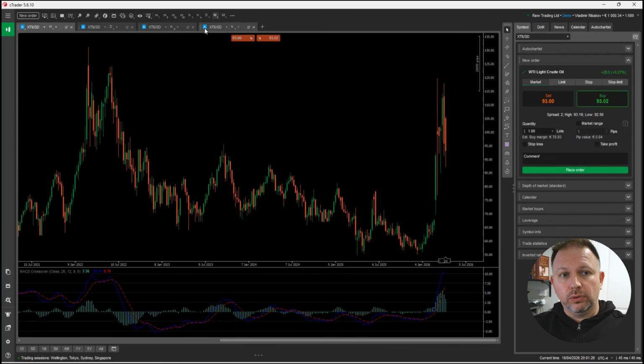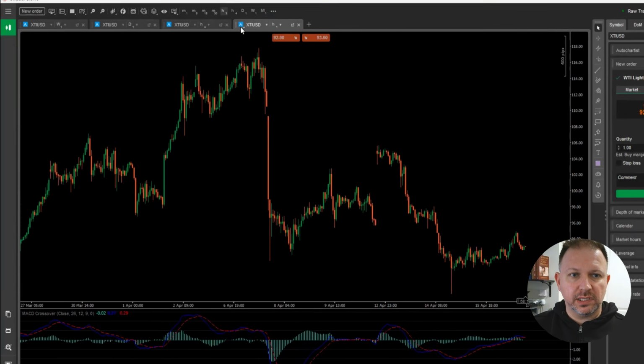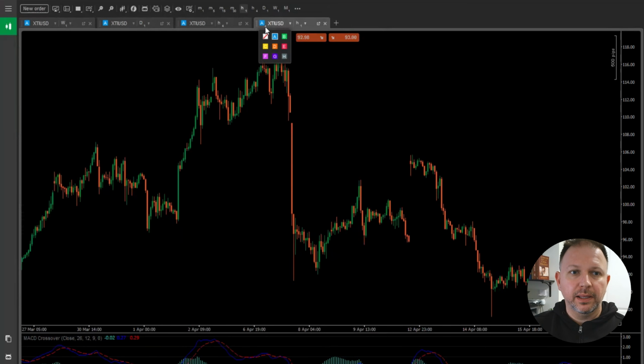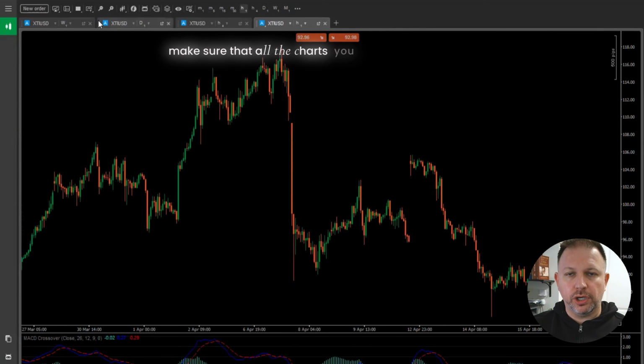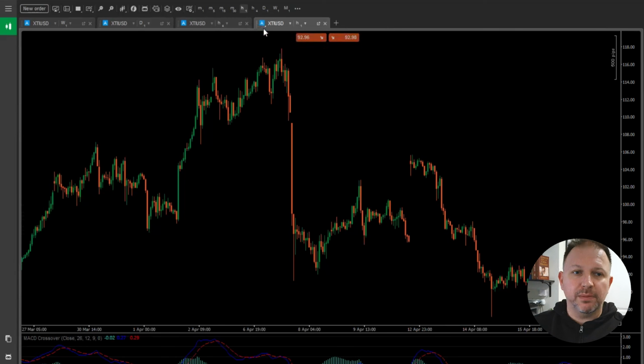Now, in order to connect all the open charts, and I have 3 or 4, in that case 4, because I'll show you how I make my trading decisions. To connect them all, every time you change instrument, you see this symbol here on the left side, just click on it and choose any of them. But make sure that all the charts you want to be together, synchronized, have the same symbol.